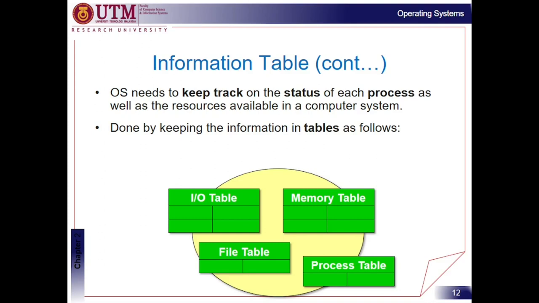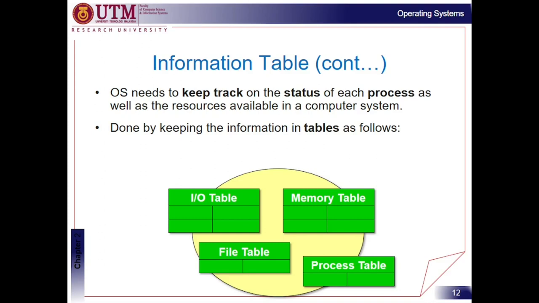A third table is the file table. This table contains information about the files that are stored in the system, such as their names, location, size, permissions, etc. The file table also records which processes are accessing which files and what operations they are performing on them.